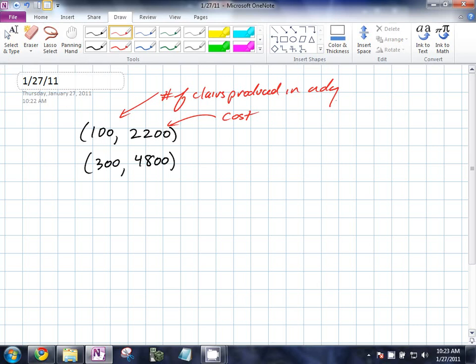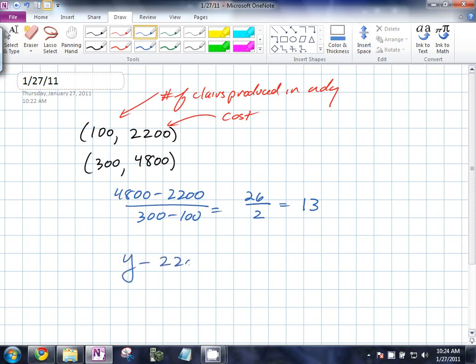So we're writing the equation between these two points. You need the slope first: 4,800 minus 2,200 over 300 minus 100. It's going to be 2,600 over 200. So the slope is 13. You can write y minus 2,200 is equal to m, which in this case is 13, times x minus 100. So then you could graph that.